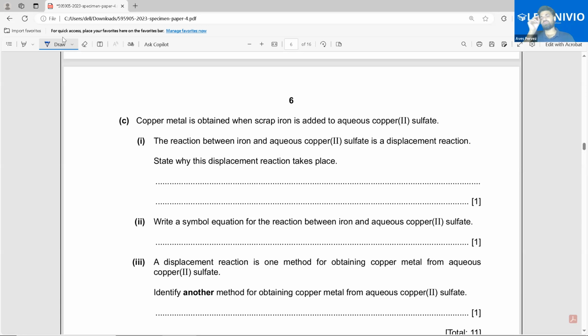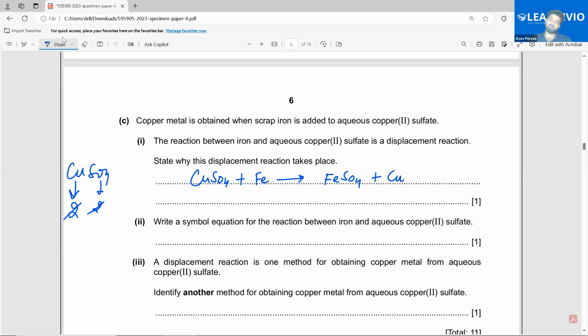What is the formula for copper sulfate? CuSO4 only. CuSO4 plus Fe. It is a metal, written alone, so Fe. Then it will give you iron sulfate plus copper.